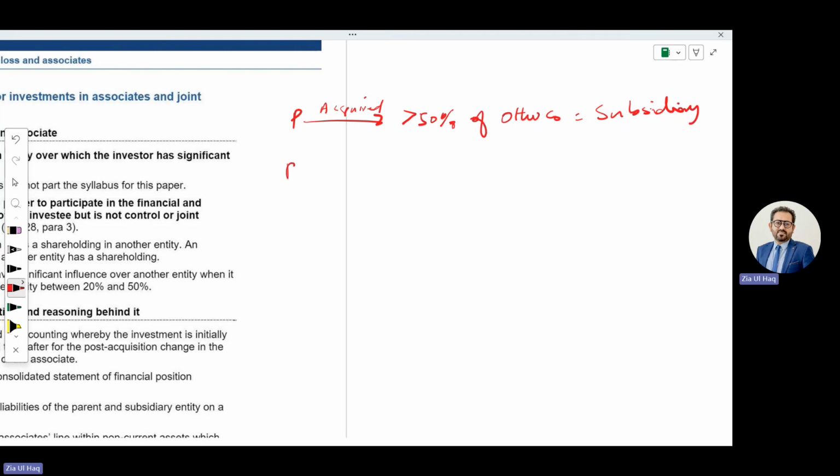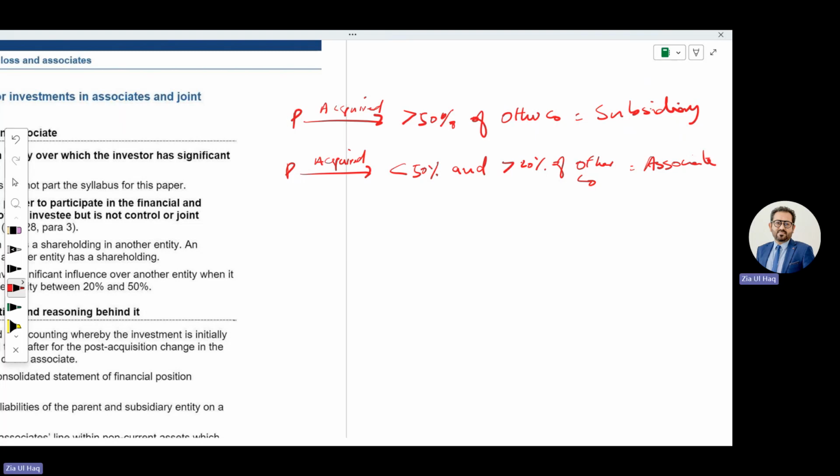But if the parent company acquired less than 50% and greater than 20% of the other company, we will call it an associate. If holding is less than 20%, it's neither a subsidiary nor an associate.